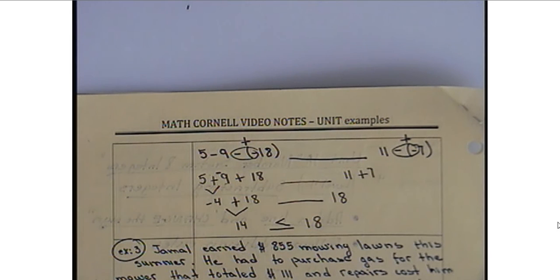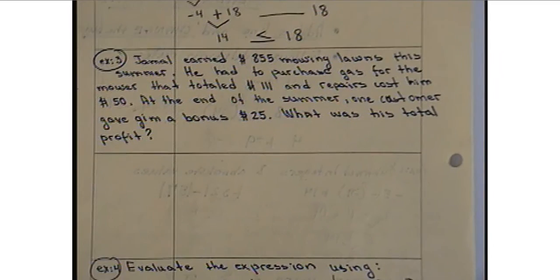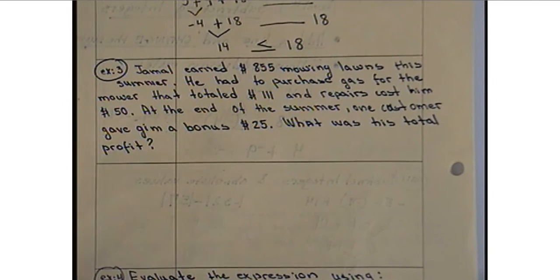And with that example, I will move on to some word problems. So now we get to see again how to use those integers in real life examples. So here's what we have. Jamal earned 855 mowing lawns.